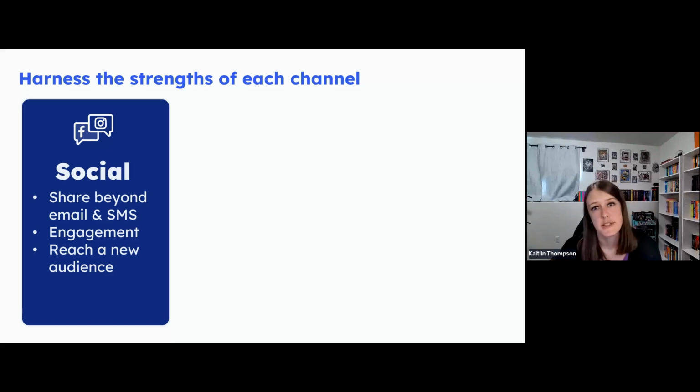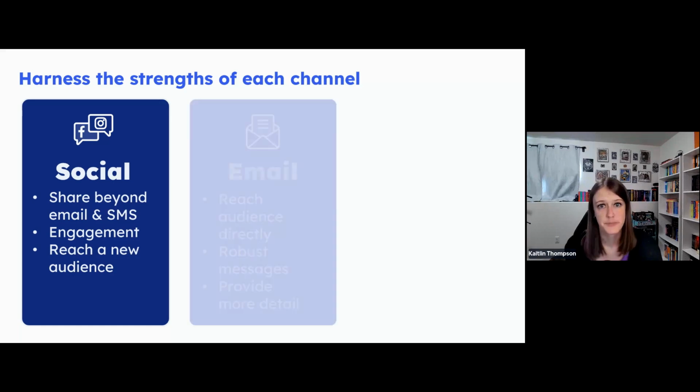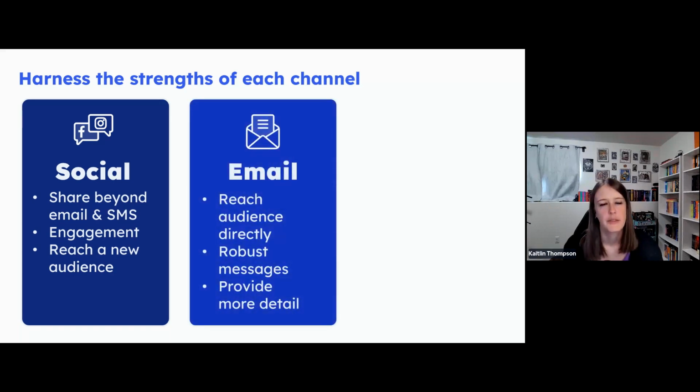Not everyone is going to see all your social media posts. There's algorithms and things at play there. So keep that in mind. It's just really good for driving awareness and engagement for your campaigns. And then email, that's where you can reach your audience directly. You can share more robust messages, longer text, more pictures and links. It's just good for if you need to add more detail to your message and campaign, email is perfect for that.